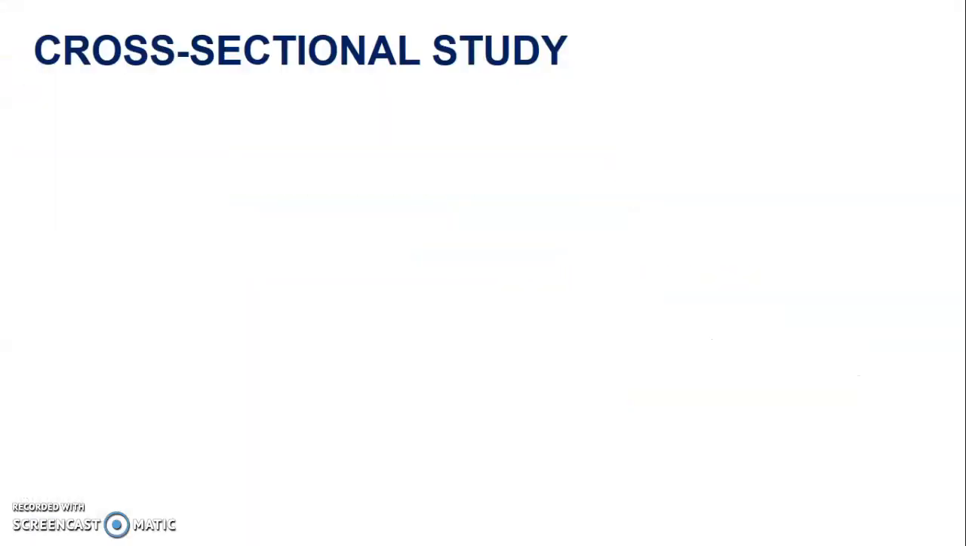Okay, so what we need to know about are the different types of research designs. And we're going to be looking at 3 different research designs in this part. So the first one is going to be cross-sectional studies. Okay, so a cross-sectional design. So these types of designs are more observational and they're more descriptive.